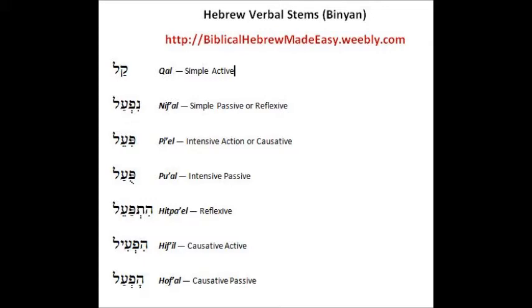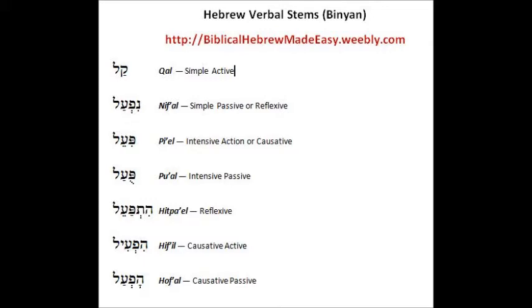Today we're going to talk a little bit about the verbal stems, or the Binyan, in Biblical Hebrew, and some techniques on how to remember them. There are 7 basic verb stems or conjugations called Binyan, which is Hebrew for building in Biblical Hebrew. So what we're first going to do is take a look at what these verb stems are, their names, and what their basic functions are.